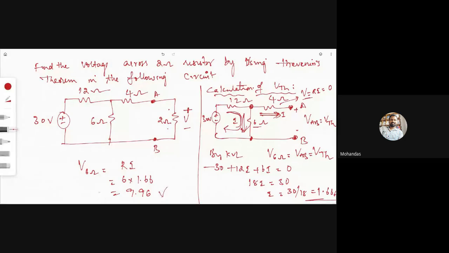So the voltage across this one is 9.96. As there is no drop in the 4 ohm resistor because of the open circuit, the voltage across AB is the same as the voltage across the 6 ohm resistor. So VAB means the Thevenin voltage. So we got the Thevenin voltage. Now calculate the Thevenin resistance.